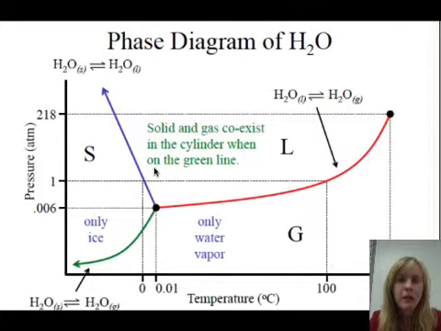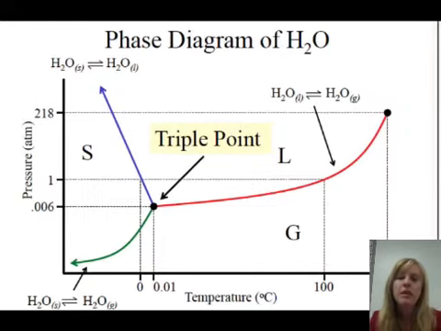The green line is a sublimation curve. It shows the relationship between solid and gas. To the left would be only ice, and to the right would be only gas. Liquids cannot exist along this line. The triple point is the place where solid, liquid, and gas can all exist at the same time.